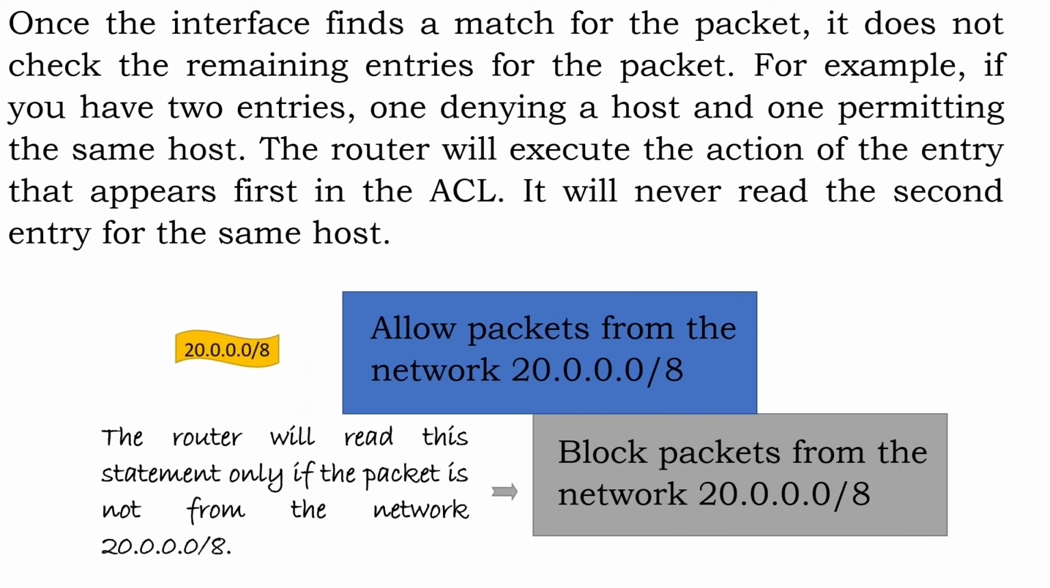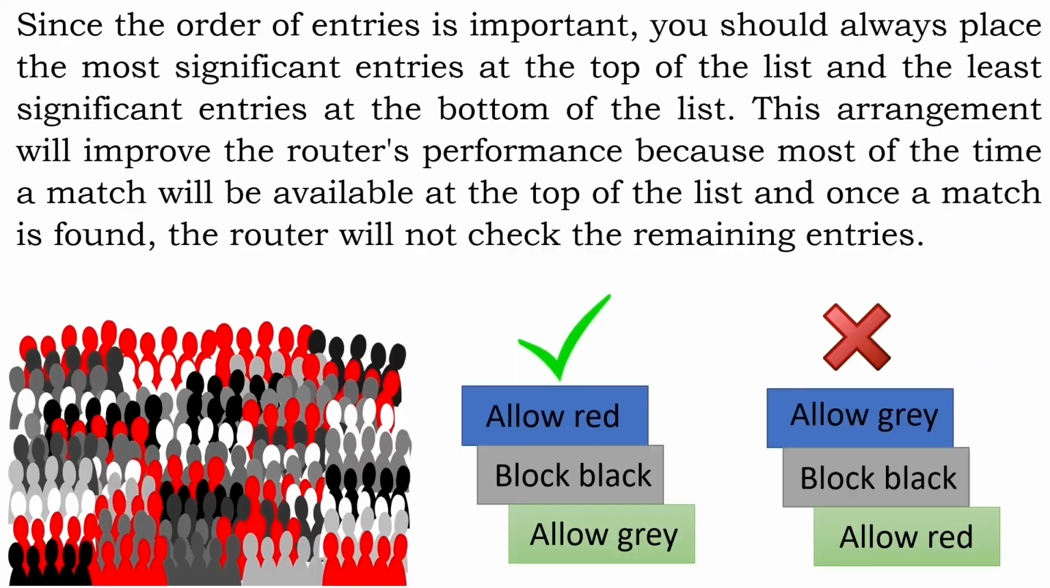Once the interface finds a match for the packet, it does not check the remaining entries for the packet. For example, if you have 2 entries, one denying a host and one permitting the same host, the router will execute the action of the entry that appears first in the ACL. It will never read the second entry for the same host.